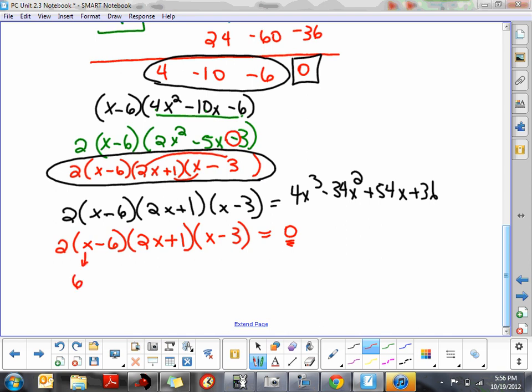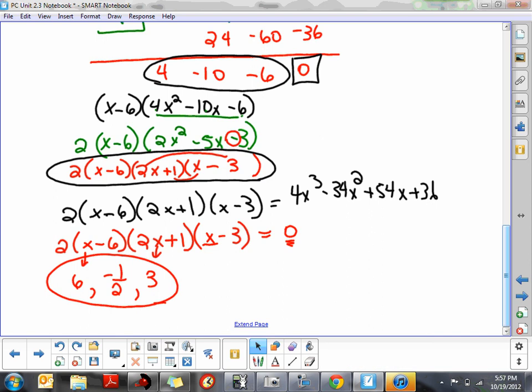If I put in a 6, 6 minus 6 is 0. 0 times anything is 0. The other solution would be if I put in x as a negative half. So if 2x plus 1 is the factor, negative half is your related 0. If x minus 3 is your factor, then our 0 is 3. So we end up with 3 solutions to this.